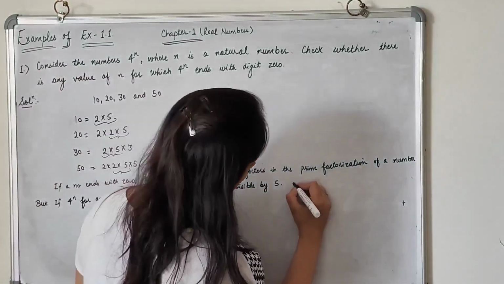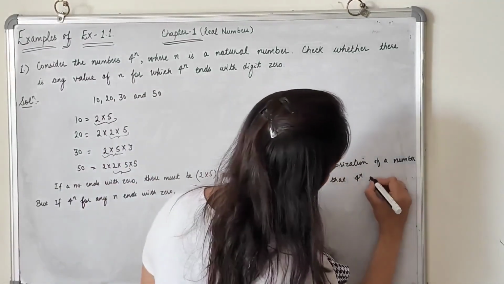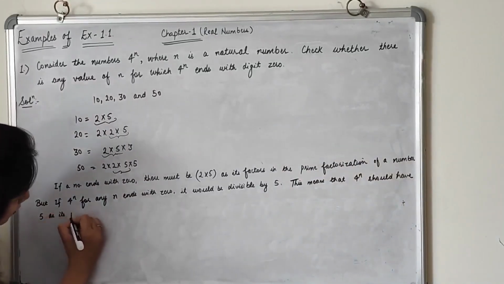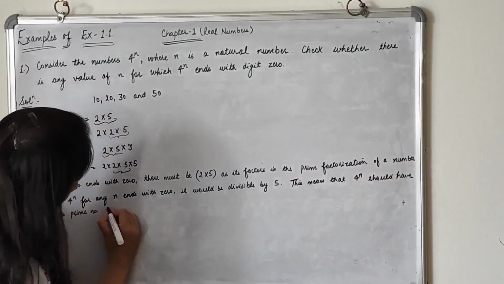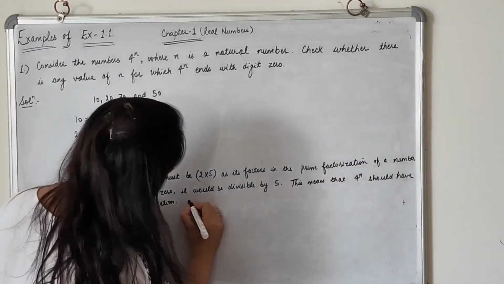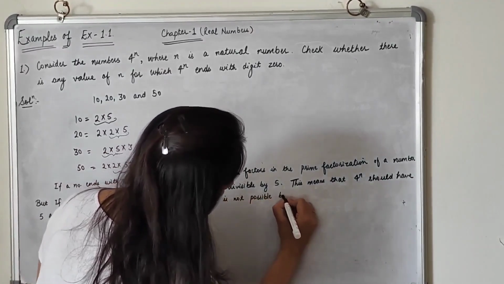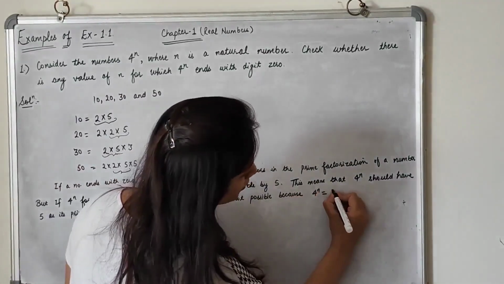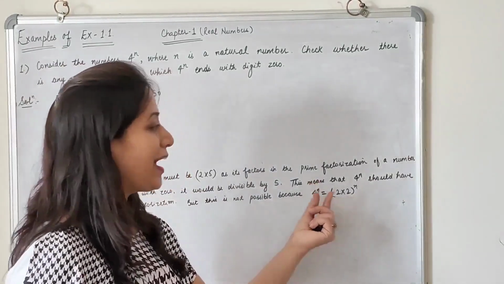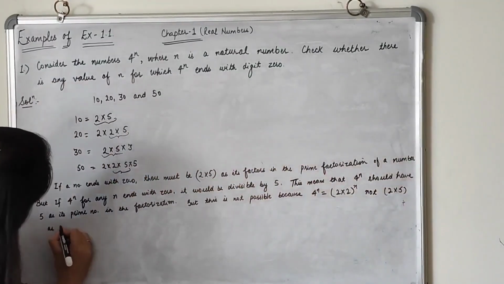This means that 4 raised to power n should have 5 as its prime number in the factorization, but this is not possible because 4 raised to power n is equals to 2 cross 2 power n, because 4 power n has 2 cross 2 as its factors, not 2 cross 5 as its factors.